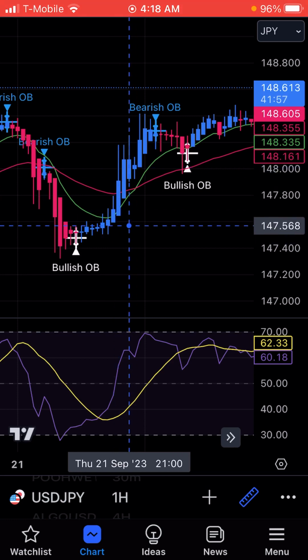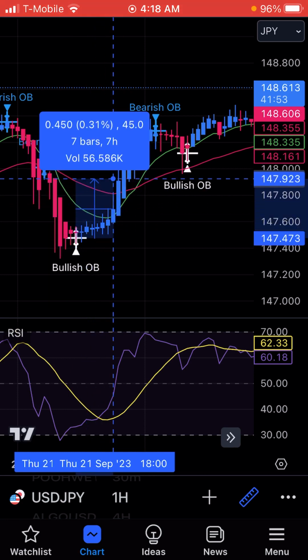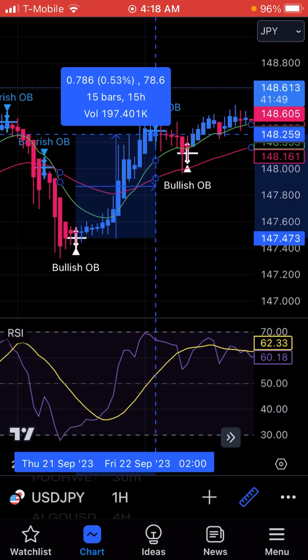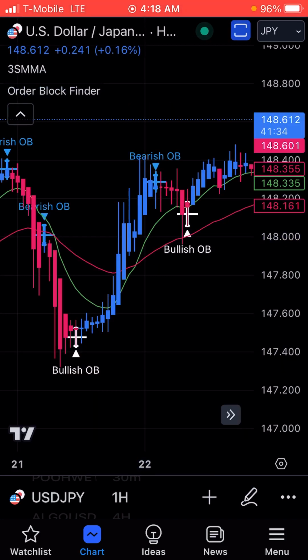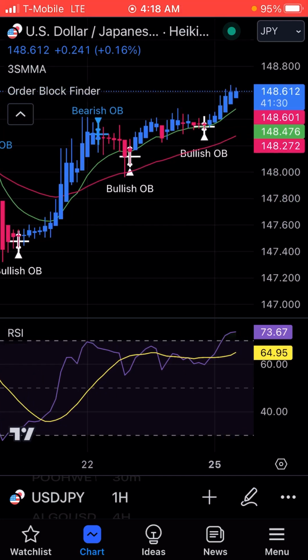This is Forex, the Japanese yen dollar pair here. If you rode this all the way up to where it says bearish, 15 hours, that is 786 pips. If you did a $10 lot size, which is what I do for my trades, that is a $7,860 move. It all depends on your lot size.